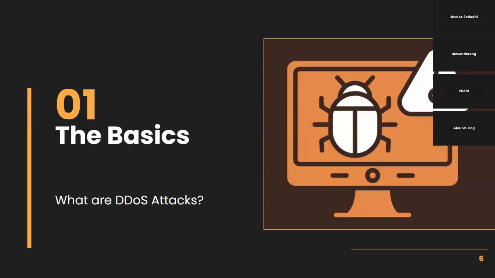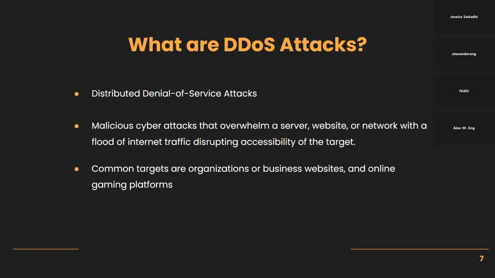So first of all, what are the basics? What are DDoS attacks? Distributed denial of service attacks are malicious cyber attacks that seek to overwhelm a server, website, or network with a flood of internet traffic, disrupting the accessibility of the target. It depends on the fact that servers have a limit to how many requests or connections they can have. Once it reaches that limit, it won't be able to take any new requests and will shut down, thus denying service. Common targets are organizations, business websites, and online gaming platforms.